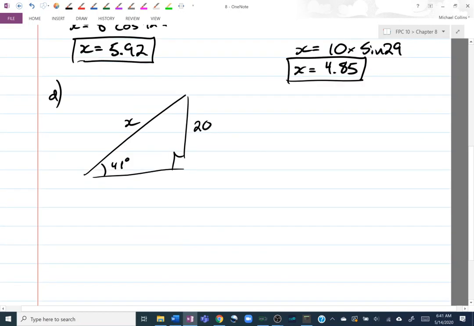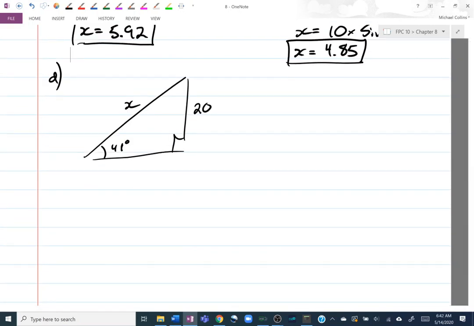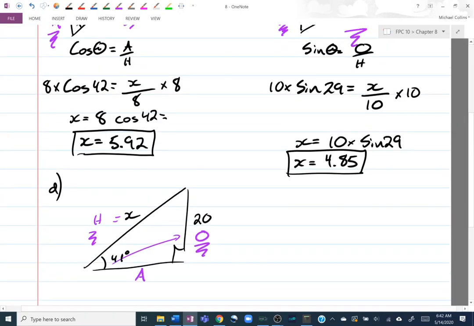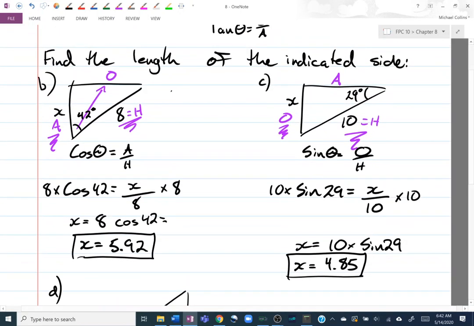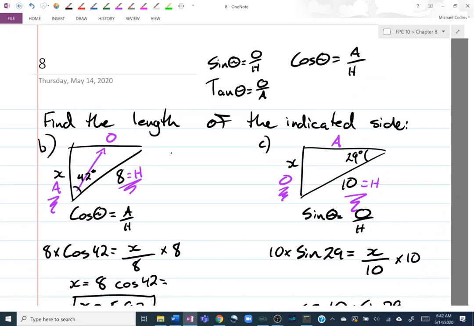Let's look at D. Name the sides of our triangle. This unknown side is my adjacent. The side all the way away from the angle is my opposite, and x in this case is my hypotenuse. I am looking at my opposite and my hypotenuse, which means that I'm going to use which ratio? Opposite and hypotenuse. Sine ratio.